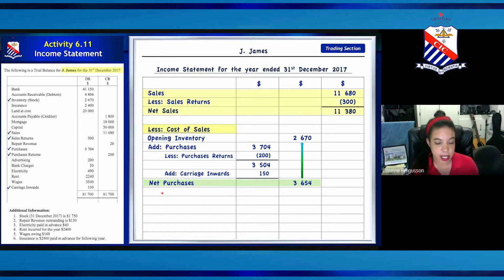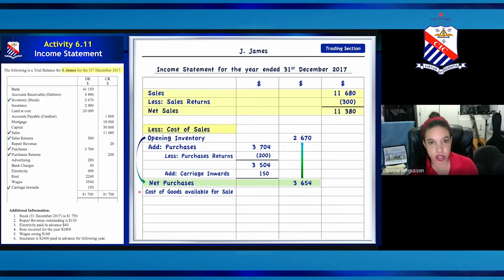Right, so this figure, the net purchases that you get, which is the purchases after the adjustments, is the figure that goes into your middle column. So opening inventory, add your net purchases, gives you what is called your cost of goods available for sale. See that? So very, very long term. It is the cost of the goods that you can now sell.